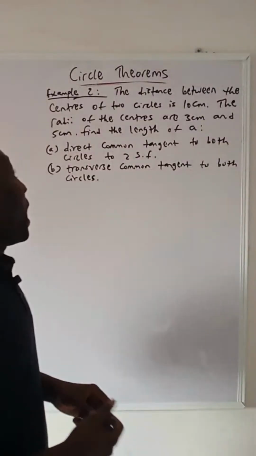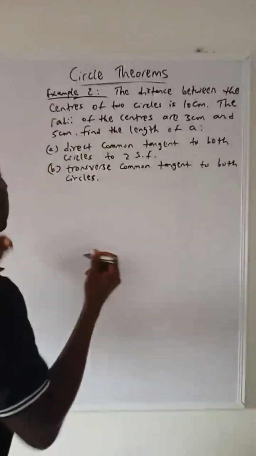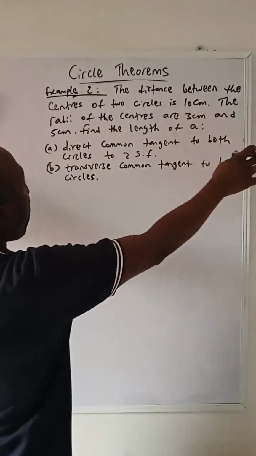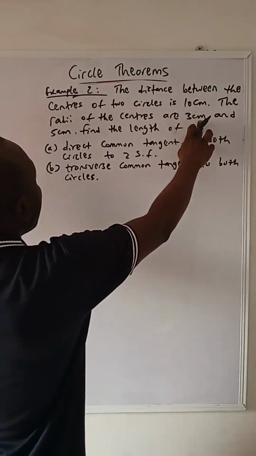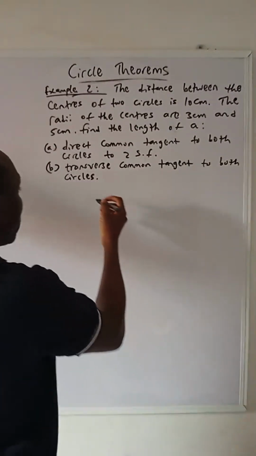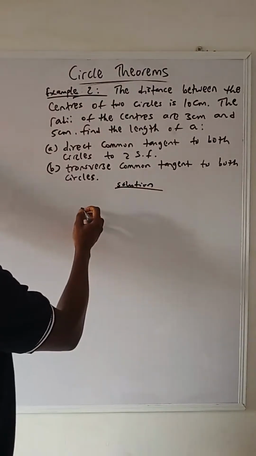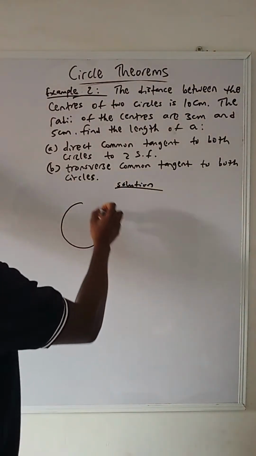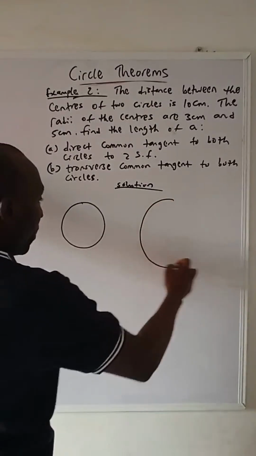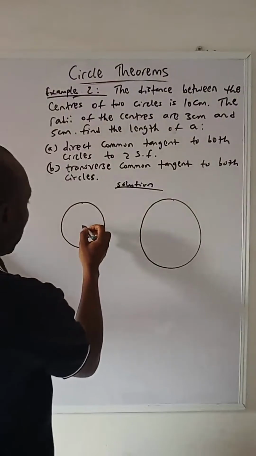So no diagram was given. We just have this question here. They said the distance between the two centers, so they give us the distance. Now, one of the circles has a radius of 3, the other has a radius of 5. So clearly one is bigger than the other. So let me just write solution here and then draw the two circles, one here and the other here. Like I said, it's not drawn to scale at all.